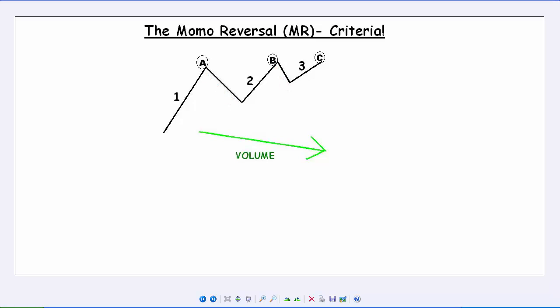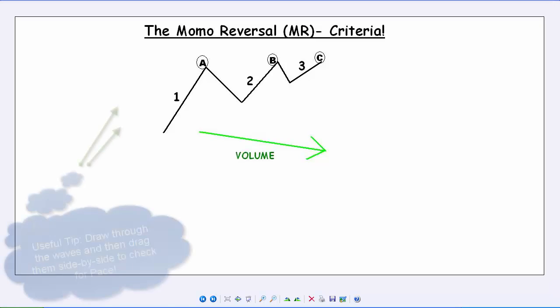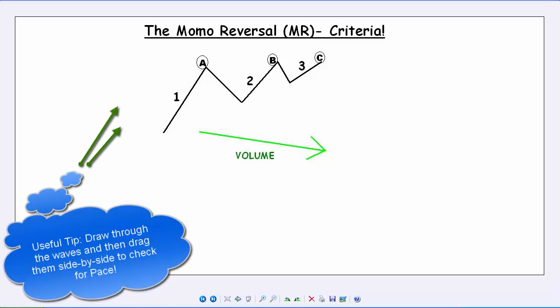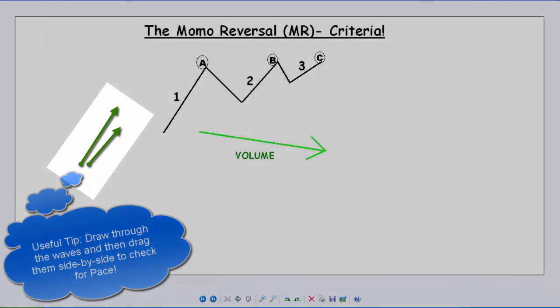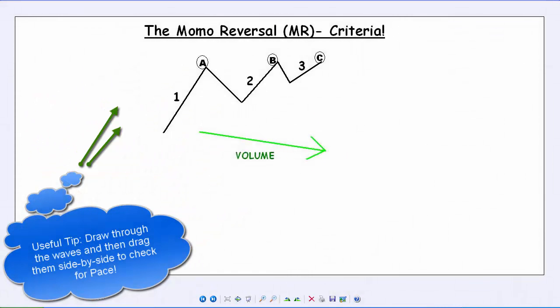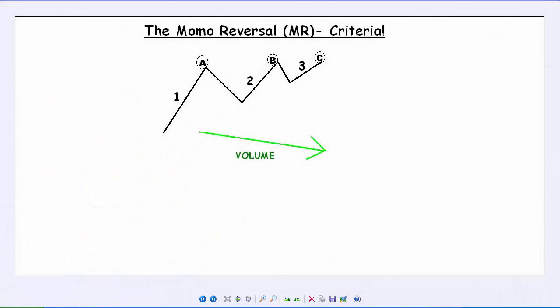Impulse wave 1 should be steeper, should be more bullish in pace than impulse wave 2. That is, impulse wave 1 has more of a price increase, in this example, over a given period of time than 2 does, over the same said period of time. The same relationship is true for impulse wave 2 compared to impulse wave 3. So that is pace.